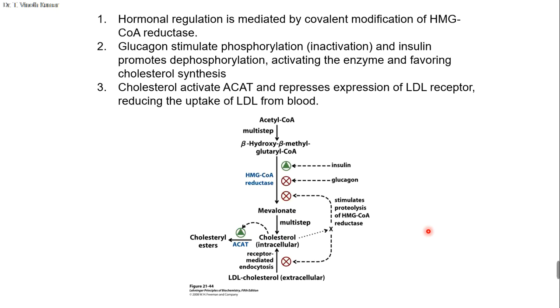And this is the hormonal regulation, which we already discussed elaborately. Insulin induces the enzyme HMG-CoA reductase, glucagon suppresses it, and this is feedback inhibition. So that is the multi-step pathway. It stimulates proteolysis of the HMG-CoA reductase enzyme and inhibits the synthesis of mevalonate. Cholesterol esters are formed from cholesterol, and this is induced by cholesterol. This is the complete regulation of cholesterol and cholesterol ester formation, by enzymatic, nuclear, and feedback inhibition.